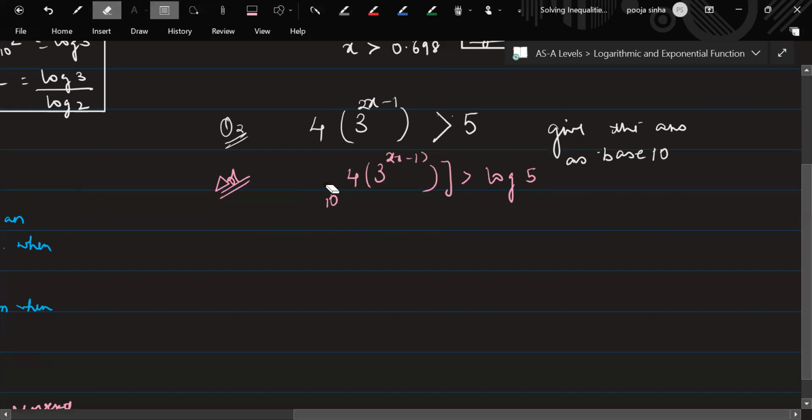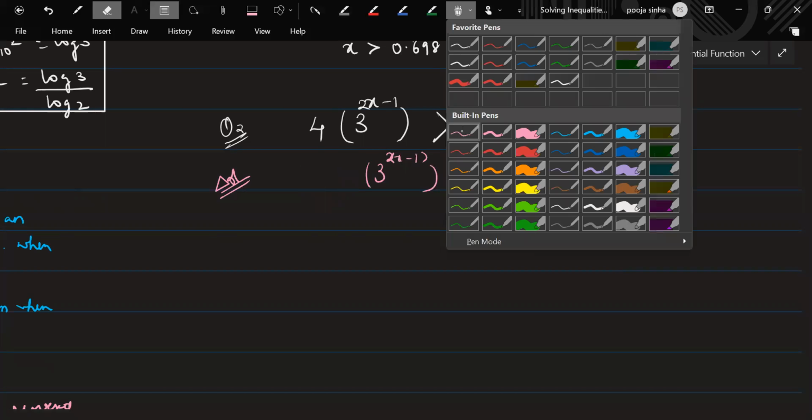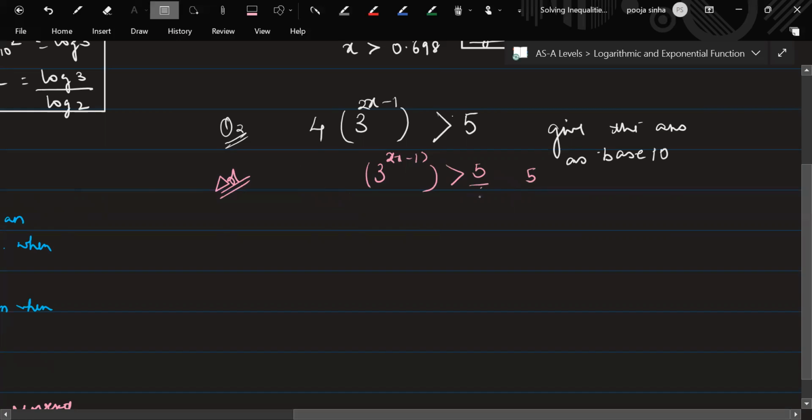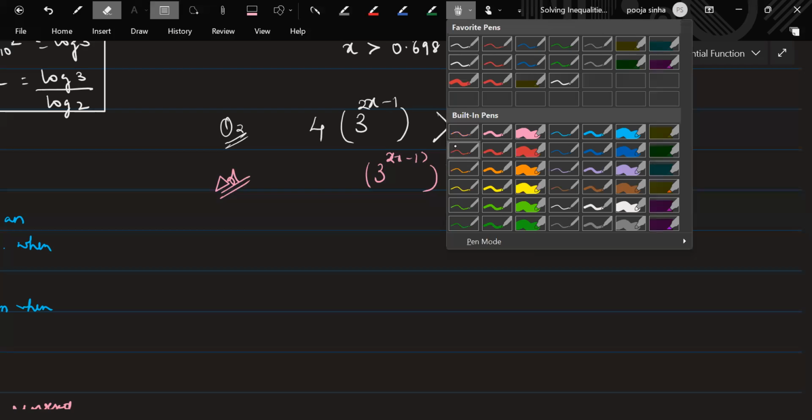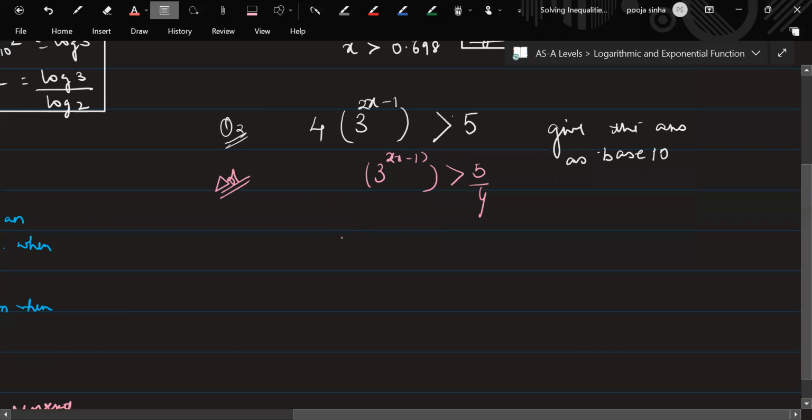The other way would be, instead of doing it like this, can I bring my 4 on this side? Can I just modify this statement by keeping the 4 on this side? So it becomes 5 upon 4. We brought the 4 on this side. Can I do that? Okay. After that, you take a log. So it becomes (2x minus 1) log 3 is greater than log of 5 upon 4.